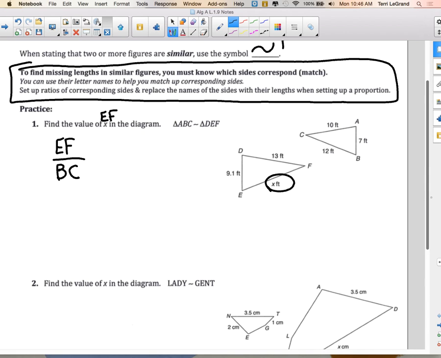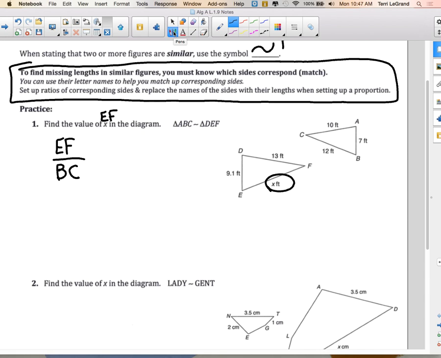Here's how we're going to double check ourselves to make sure that we're right. We're going to go up to the name, and look at where EF is in the name. EF's right there. So BC should be in the same position in the name. Is it? The last two letters in each of them, isn't it? So they are corresponding sides. Then now we'll set up another relationship of corresponding sides.